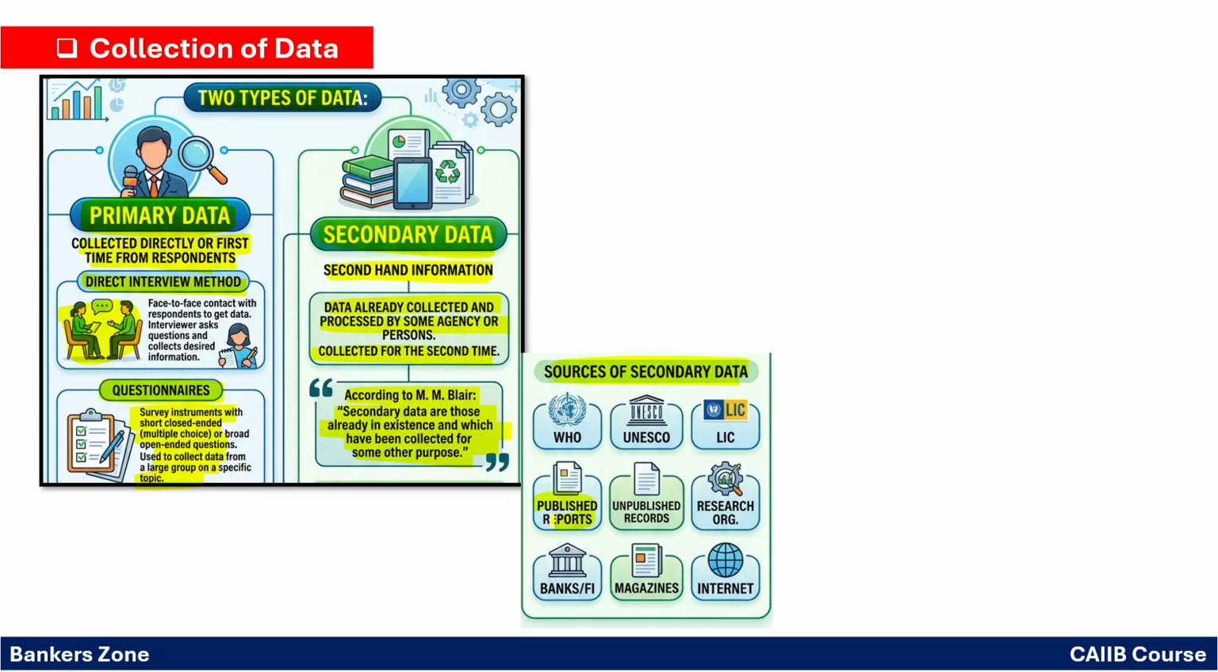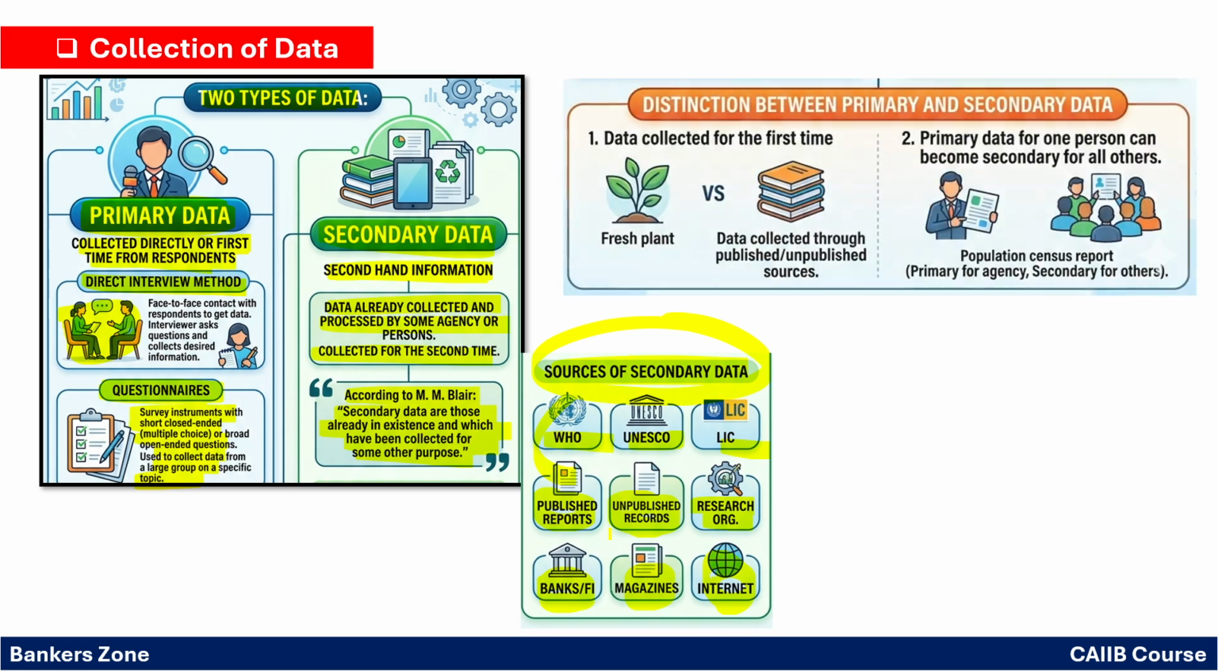Now, from where can you get the secondary data? See, if there are published or unpublished reports, for example, given by WHO, UNESCO, LIC, or a research organization, they will be a source of secondary data. If a bank gives some financial result annually, a published magazine, or the internet, these are the sources of secondary data. Very easy, right?